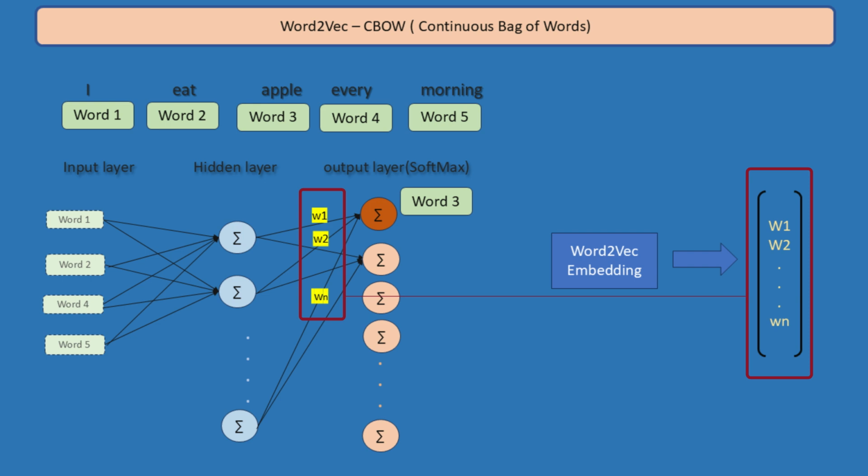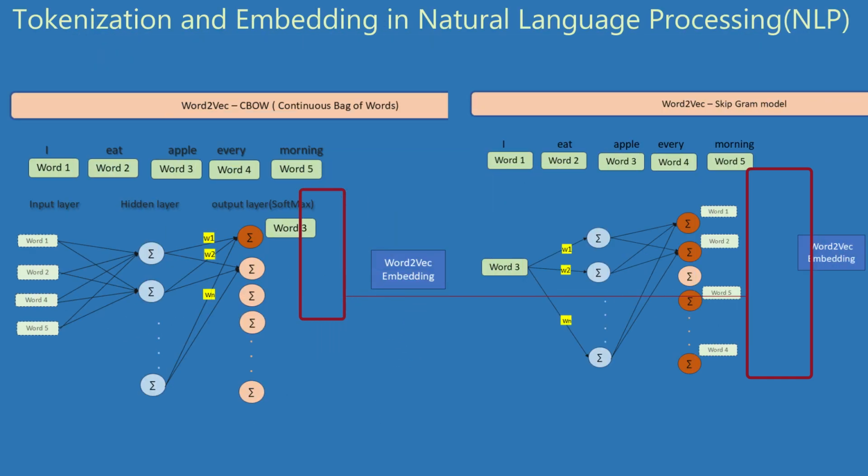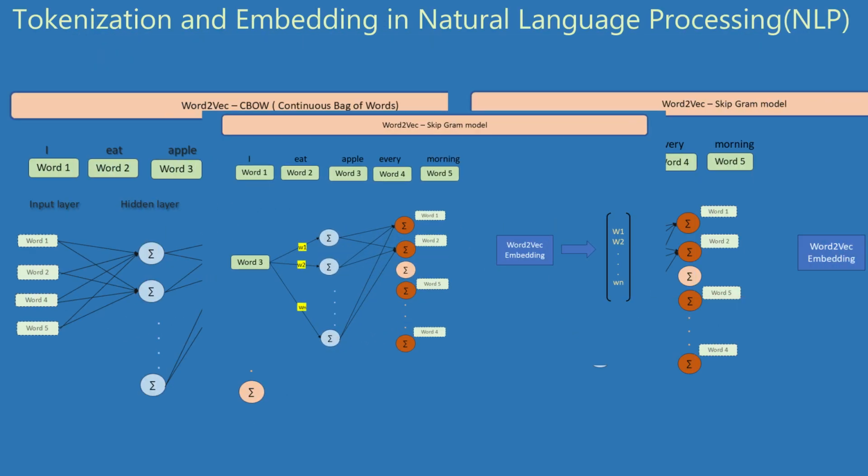This method is very simple. In the input we give our surrounding words, we try to predict our target word, and the weightage of the output layer is our word embedding. That's very straightforward, and performance-wise it is also lightweight and more accurate than the second one that we are going to discuss. The second one is the Skip-gram model.